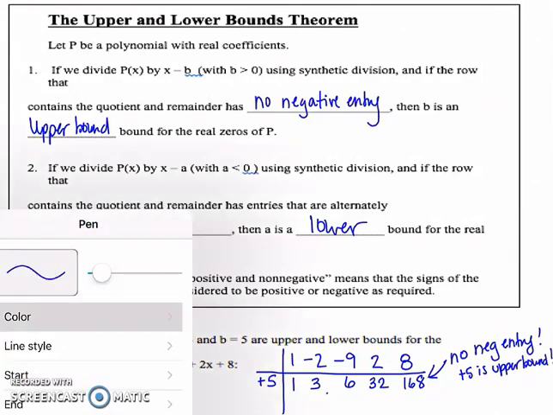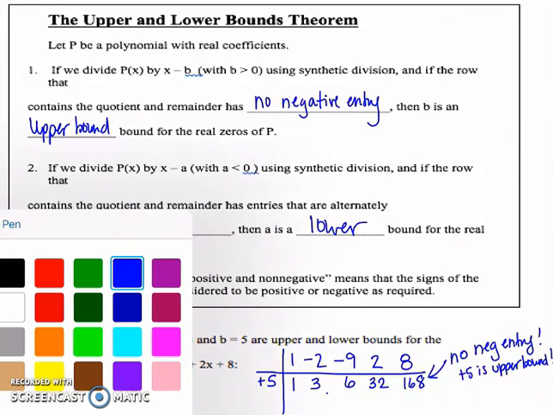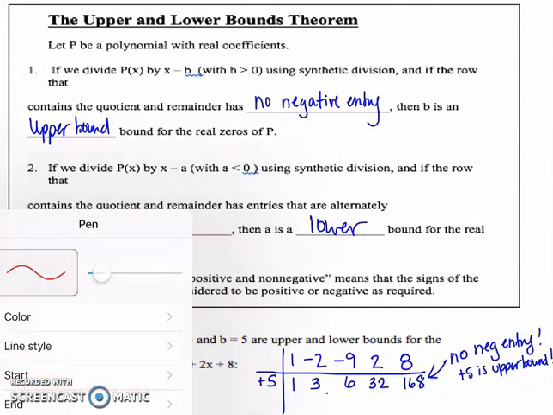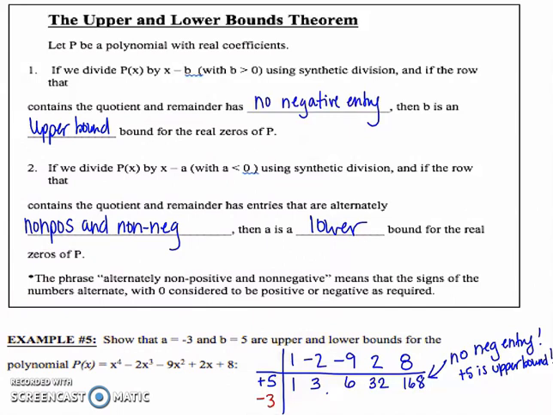Okay, now let's check the other one to see if it's a lower bound. So when I do negative 3, bring down the 1. Negative 3 times 1 is negative 3. Negative 2 minus 3 more is negative 5. Negative 3 times negative 5 is positive 15. Negative 9 plus 15 is 6. Negative 3 times 6 is negative 18. Negative 18 plus 2 is negative 16. Negative 3 times negative 16 is positive 48. Positive 48 plus 8 is positive 56.